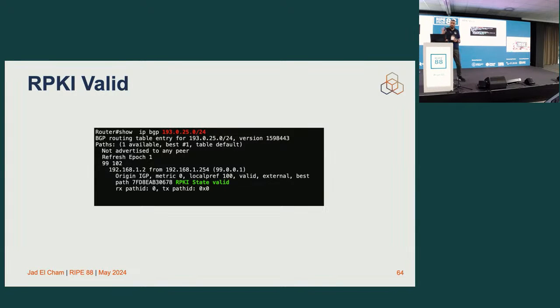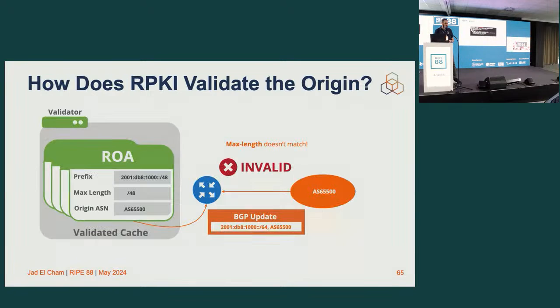Now, how does this translate in reality? If you go to your router, you put the show IP BGP and then the prefix that you want, and you'll see that at some point there is a tag that says RPKI state valid.